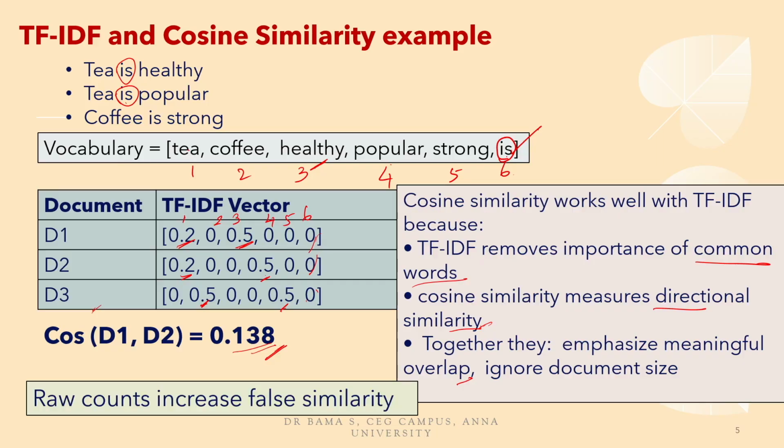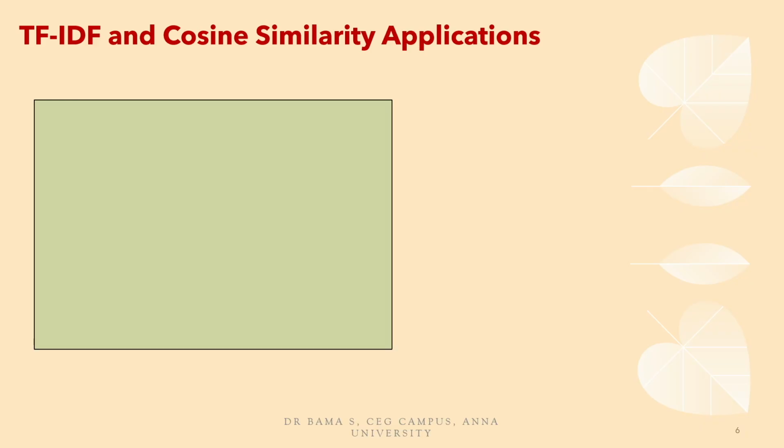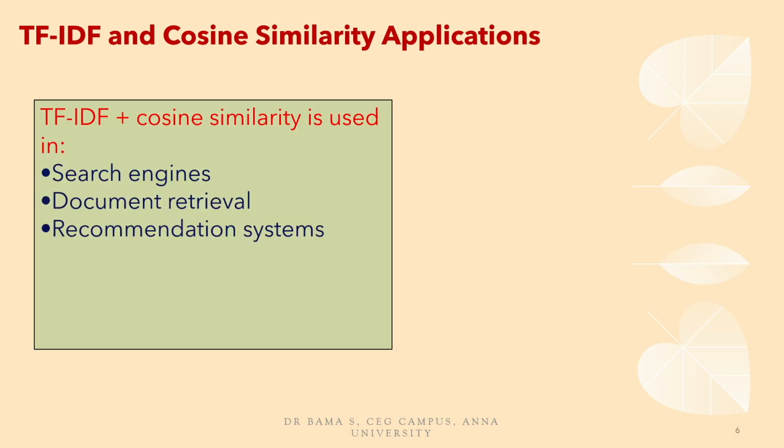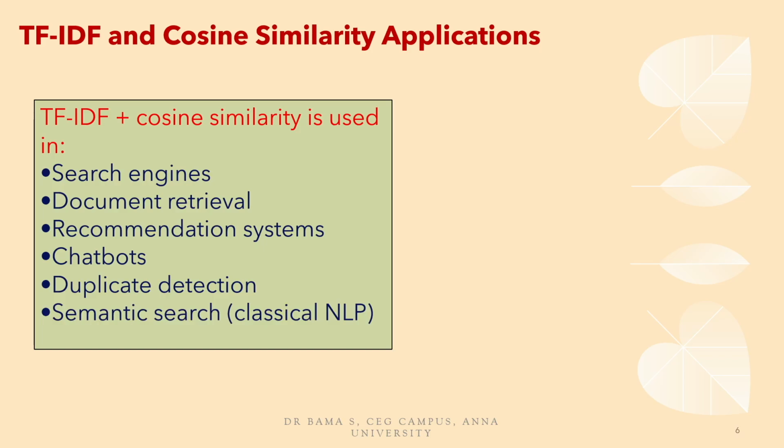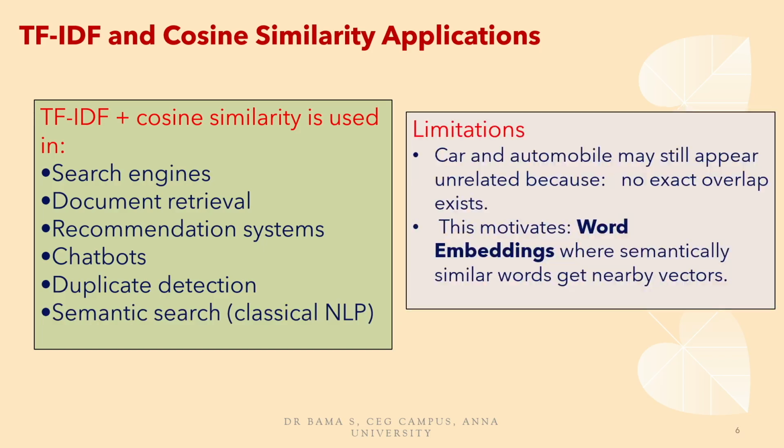But raw counts increase false similarity. Like I said, if you have 'is' also, it would say that the documents are more similar, but in essence that 'is' does not constitute any meaning. So combining TF-IDF and cosine similarity, it is used in search engines, document retrieval, information extraction, recommendation systems, chatbots, duplicate detection, and semantic search with respect to classical NLP, and this semantic search will be covered in the next few sessions.